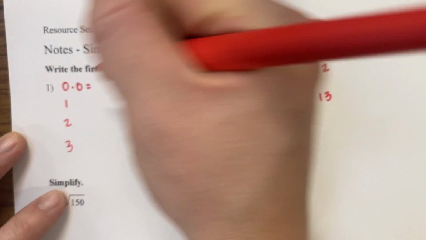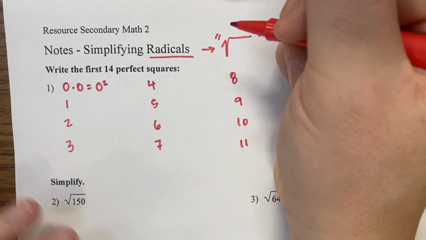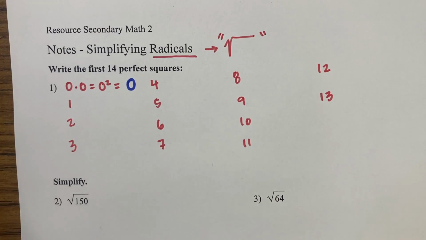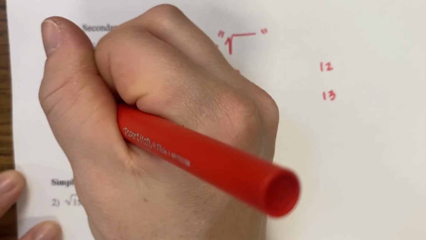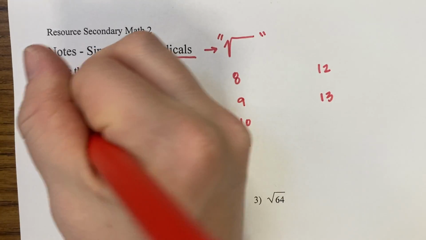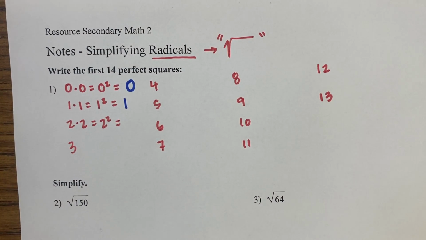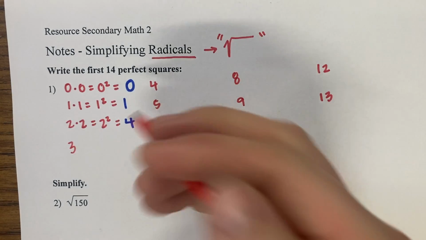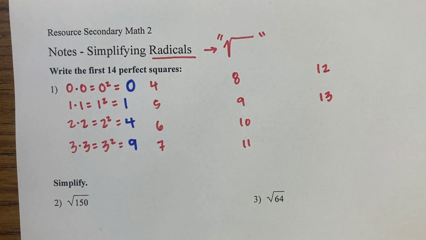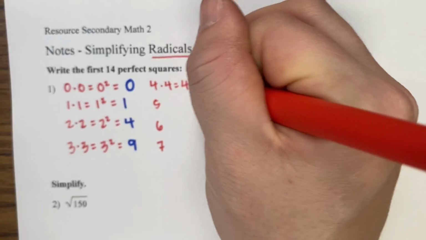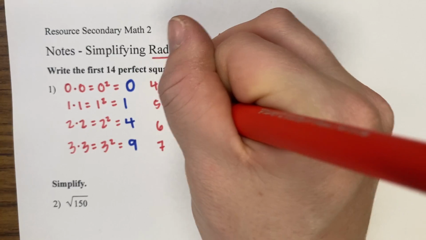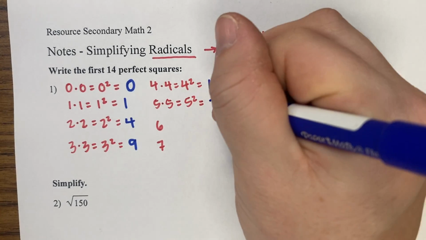So, 0 times 0, which we can also rewrite as 0 squared. Okay, well, what is 0 times 0 or 0 squared? It's just 0. Okay, let's do the same thing. 1 times 1, which we can also write as 1 squared. 1 times 1 is 1. Okay, 2 times 2 or 2 squared. 2 times 2 is 4. Do the same thing, 3 times 3 or 3 squared. 3 times 3 is 9. 4 times 4 or 4 squared. 4 times 4 is 16. 5 times 5 or 5 squared. 5 times 5 is 25.